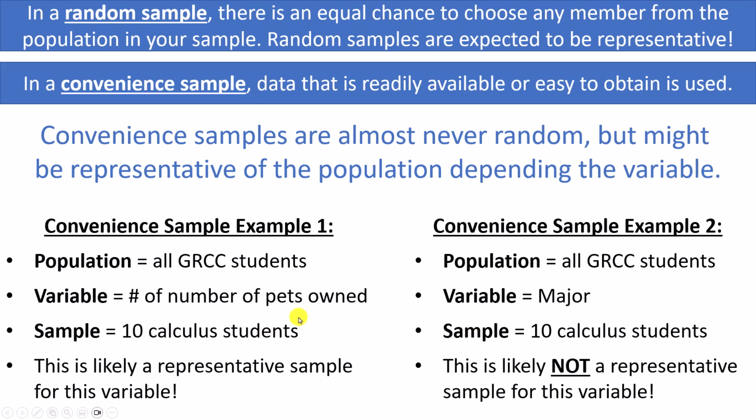And then you have to ask yourself, does the way that it's biased the results make any difference for the variable I've collected? And if my variable is pet zone, probably not. If my variable is class major, then definitely.